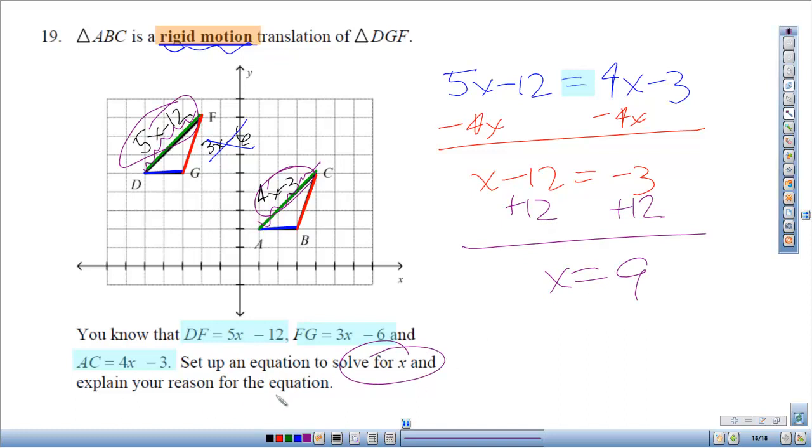And if we wanted to explain our reason, I would write that rigid motion makes segment FG's length, or segment DF's length, equal to segment AC's length. That's what I would write for my reason.